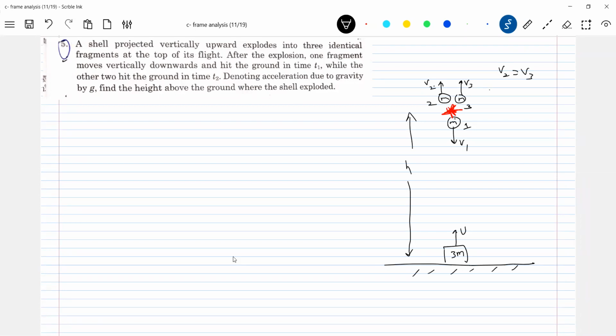So I'll apply conservation of linear momentum. Initial momentum equal to final, as the net force on the system along the y-axis is 0. Initial momentum 0, during explosion it was at instantaneous rest. Finally, mv2 plus mv3 minus mv1. So therefore v2 plus v3 equal to v1. Let v2 equal to v3, so let it be equal to v. So therefore 2v equal to v1.